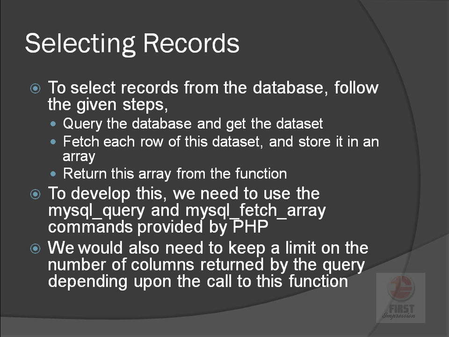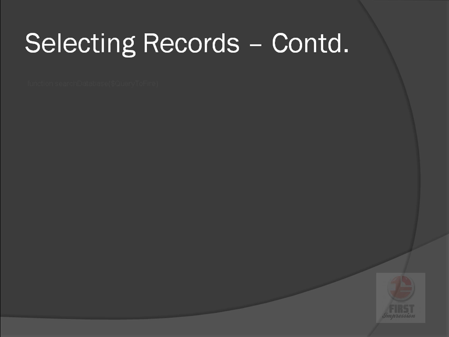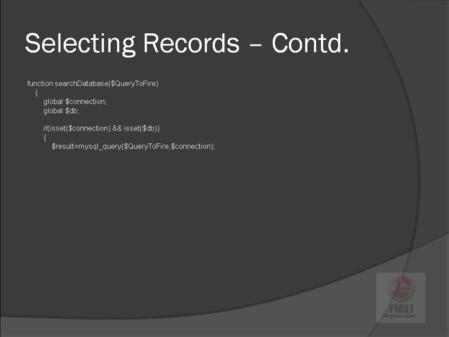And we will also need to keep a limit on the number of columns. This will be done in the code. Let's see how we do that. We'll have a function called search database. Inside the function, we'll have the query that we want to fire. We have the global connection, global database. We'll check if the connection and the database have been set up. Then we'll first query the database and we'll get the result. So the mysql_query function is used to query the database. The query that we want to fire will come from here and the connection will come from the global connection.